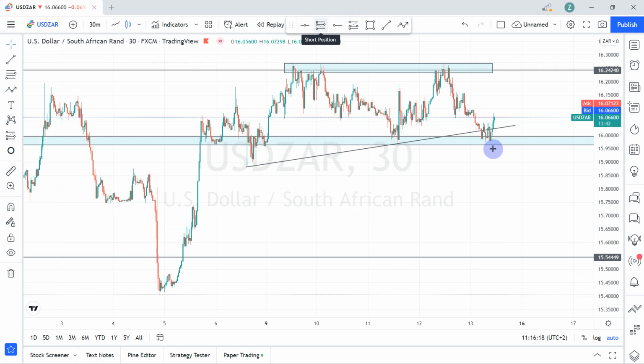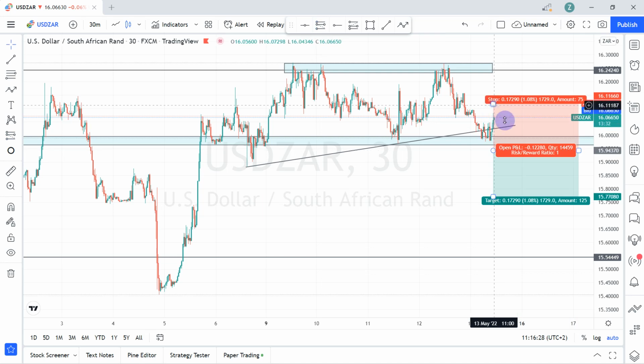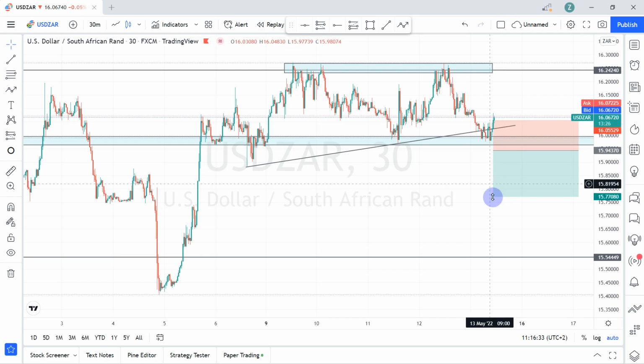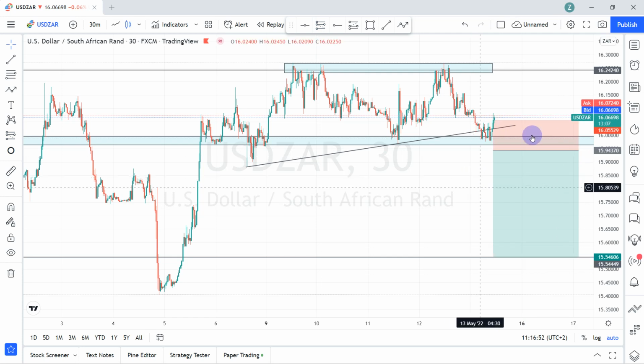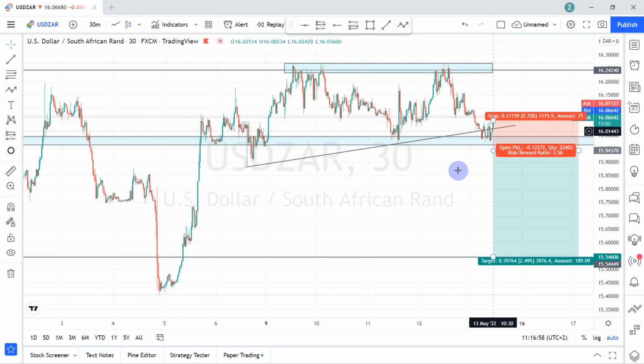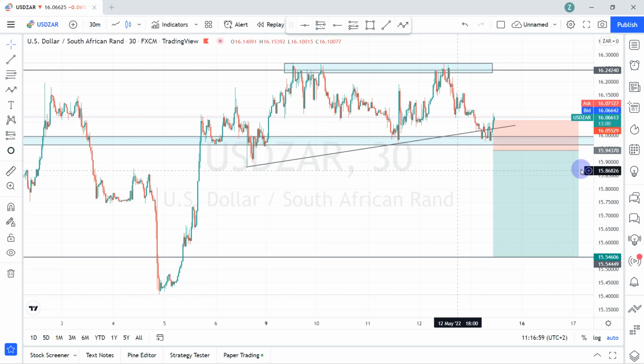Then for sales, we can also place a sell stop here, with our stop loss probably here, and our overall target. The risk to reward ratio is a good 1:3.56. So for me personally, here I will look for sales and not buys.